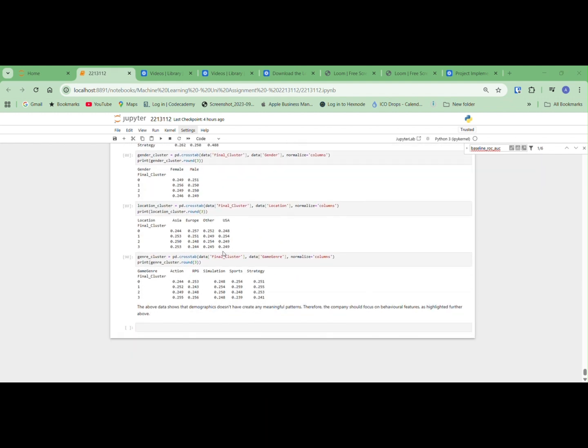So the main thing to take away from this project is that behaviour tells us far more about player engagement than demographics. This is represented in my report, where I give further guidance to the company about how they should exploit this and potentially monetize it.